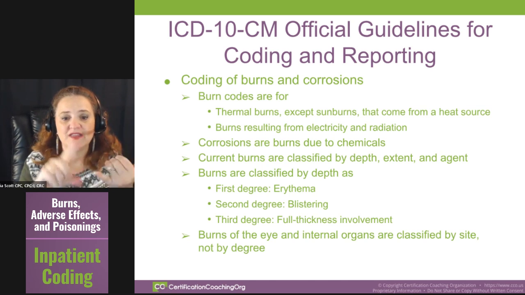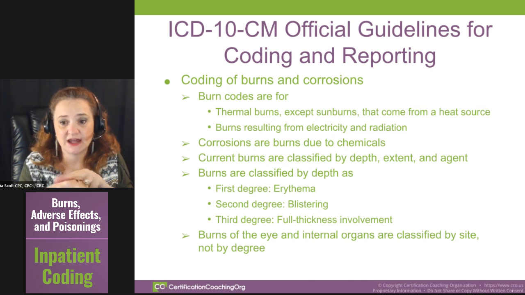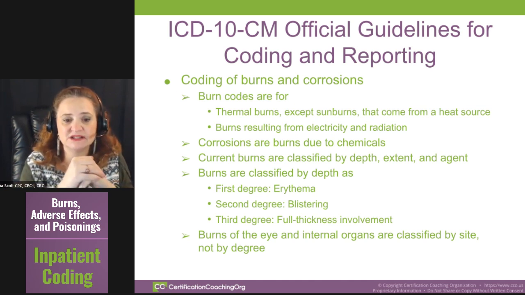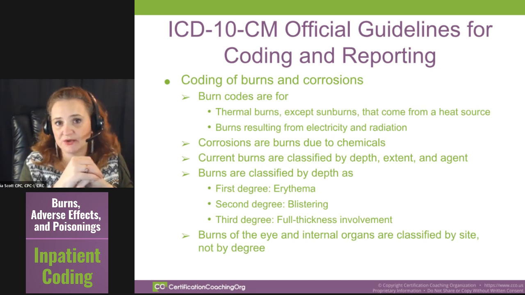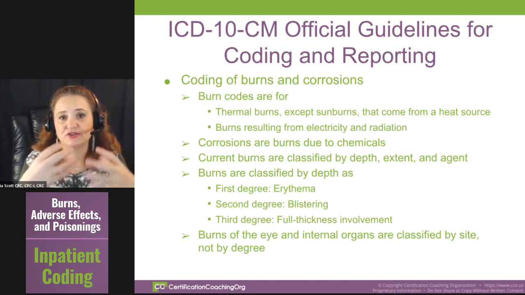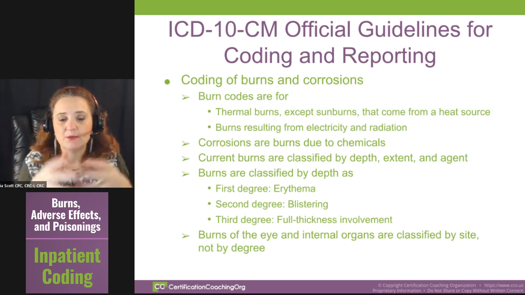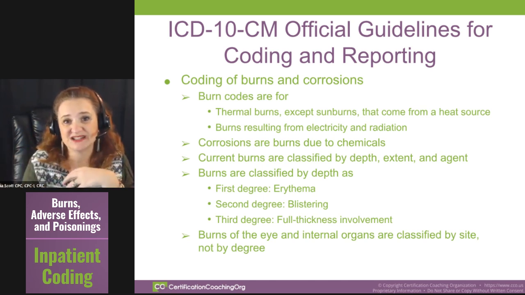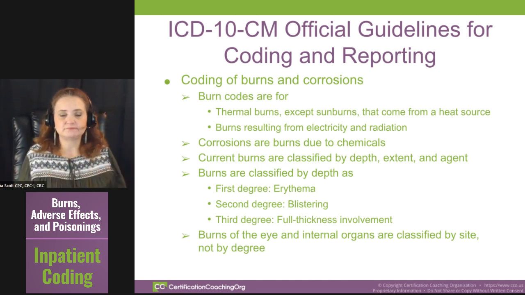If you burn the eyes or internal organs, then they're classified by the location, the anatomy that's involved, and you're not going to have a degree with that. So you don't have third degree burns of your liver. We're talking about corrosions that are ingested, the stomach, the esophagus. So you're not going to have third degree burns of the esophagus from a corrosion. All right.